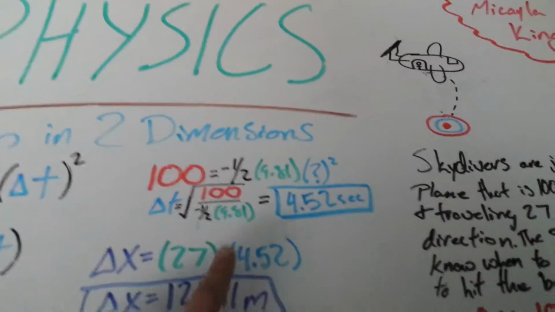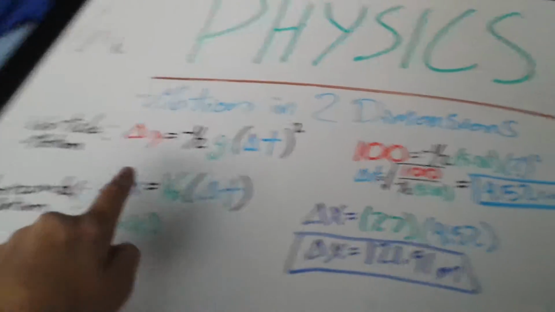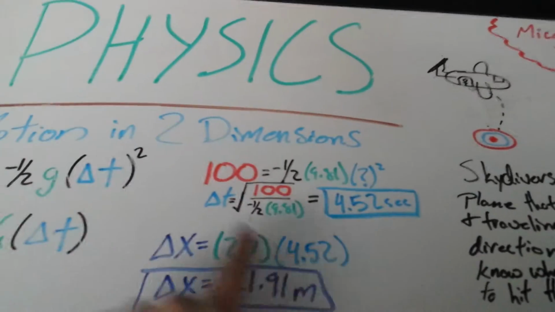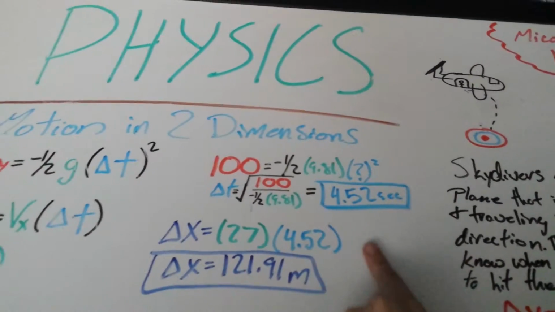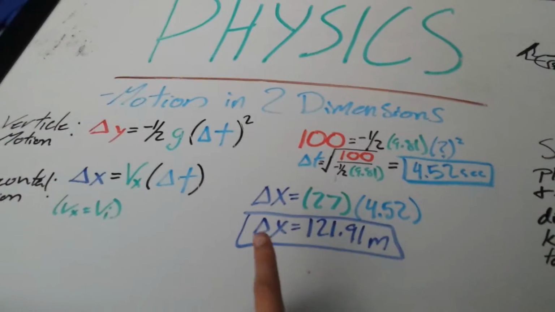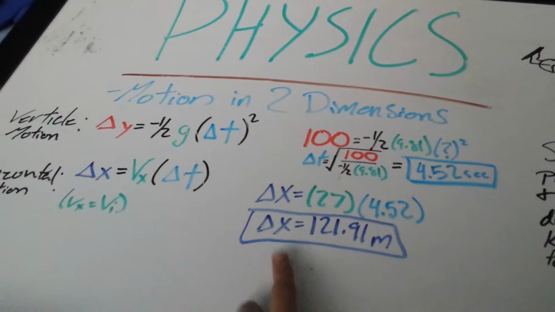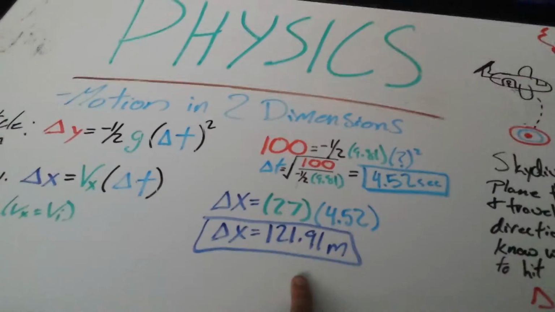So in order to find time, you're going to plug it into this vertical motion equation and just rearrange it, and you'll get 4.52 seconds. And you'll plug that into your second equation for horizontal motion. And so the delta x is equal to 121.91 meters.